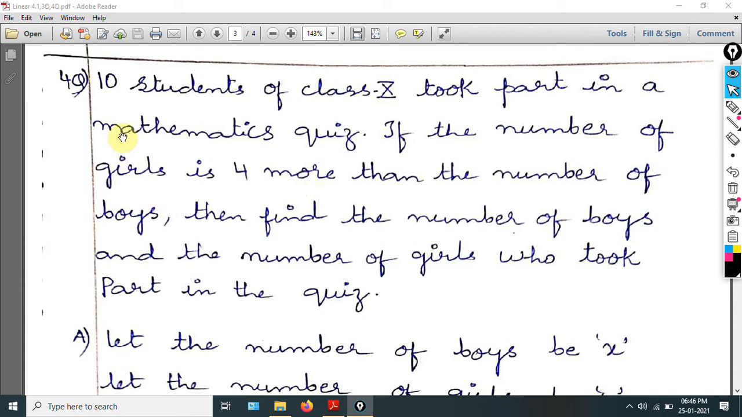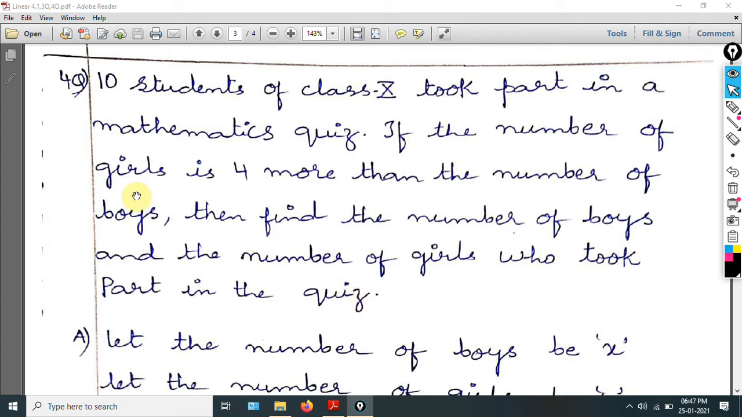Today we are seeing the fourth chapter, Pair of Linear Equations, of SSC Maths Telangana, 10th class, exercise 4.1. In that, the fourth problem: 10 students of class 10 took part in a mathematics quiz. If the number of girls is 4 more than the number of boys, then find the number of boys and the number of girls who took part in the quiz.